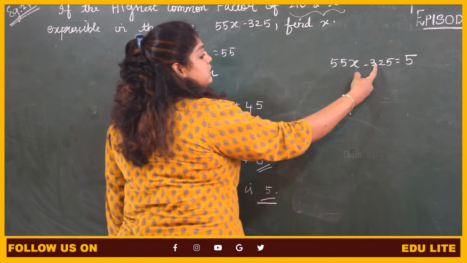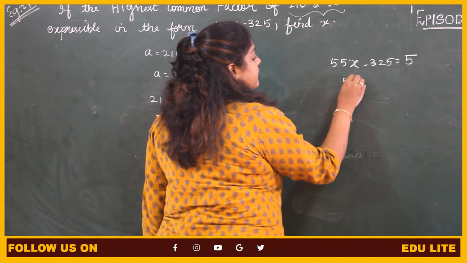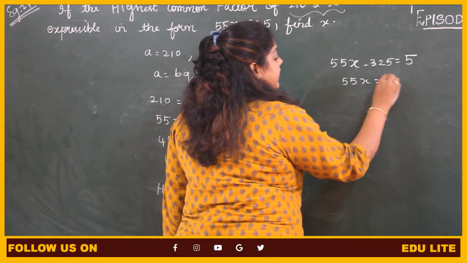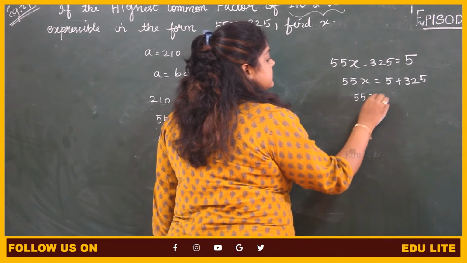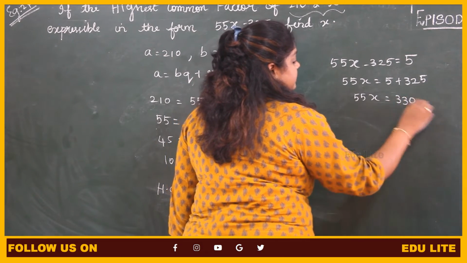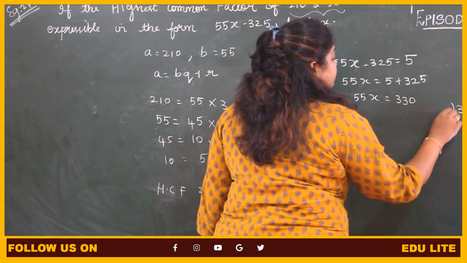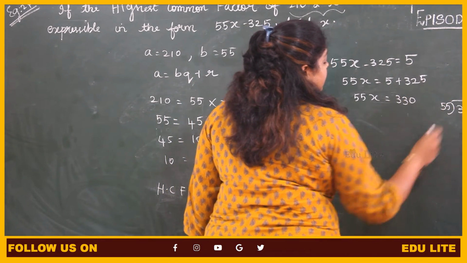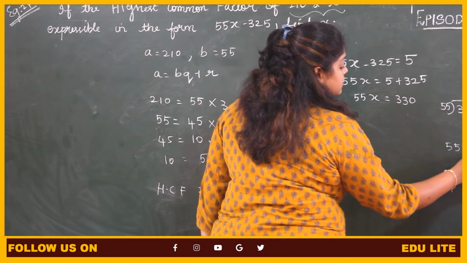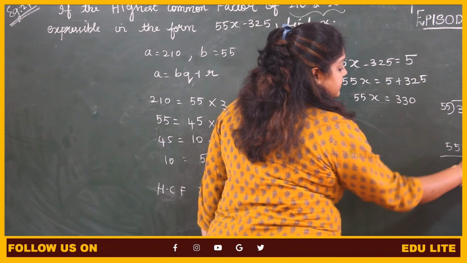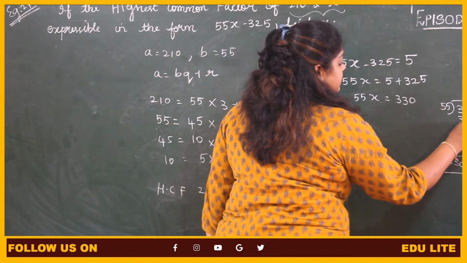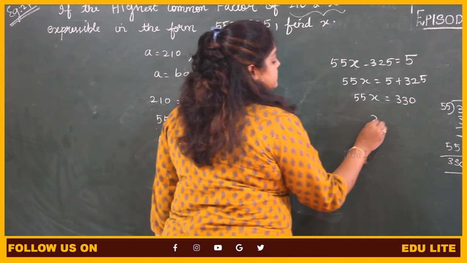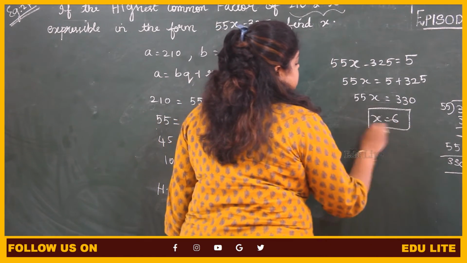Next, what can we do? 325, if it goes to the other side, will become positive 325. So 5 plus 325, 55x equals 330. So 330 divided by 55, I can choose 55 into 6 because 6 5s are 30, 3, 30, 33. So 6 times 55 is 330, remainder 0. Therefore, the x value equals 6.